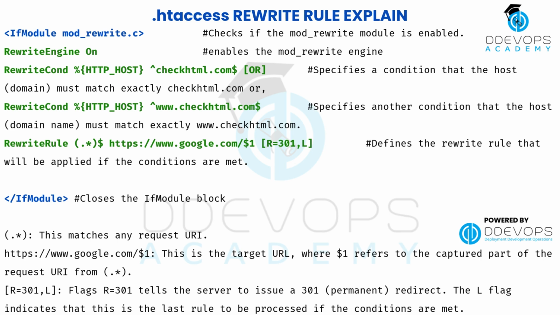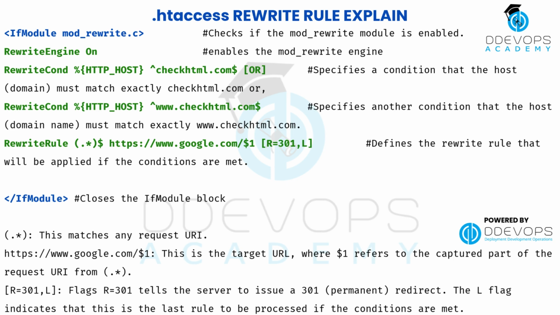Then we have two RewriteCond lines. The first condition, RewriteCond %{HTTP_HOST} checkhtml.com [OR], means that if the domain name exactly matches checkhtml.com, this rule should apply. The OR flag tells Apache that if either this condition or the next one is true, the rule will execute. The second condition, RewriteCond %{HTTP_HOST} www.checkhtml.com, checks for the www version of the same domain, www.checkhtml.com.